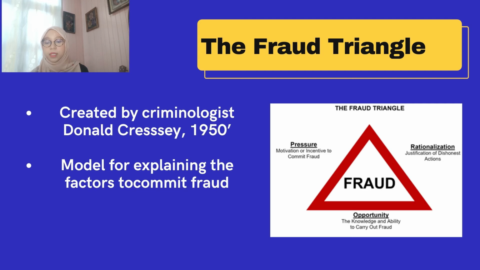In the fraud triangle, there are three elements. First one is pressure, second is rationalization, and the last one is opportunity. Pressure is the motivation or incentive to commit fraud. Rationalization is the justification of the harmful actions, and opportunity is the knowledge and ability to carry out fraud. I will give an example in another slide.